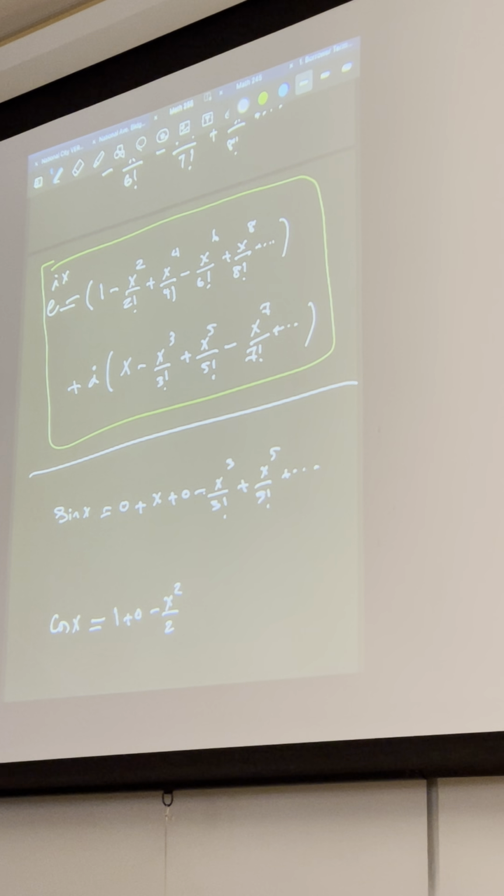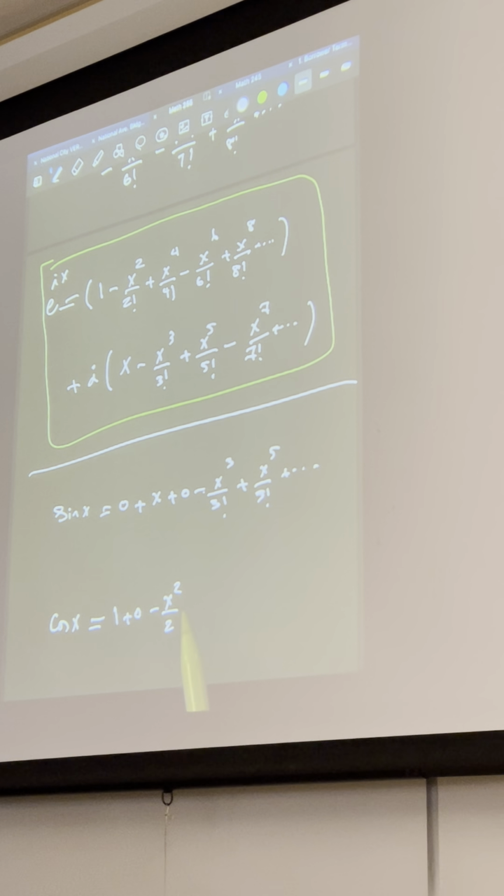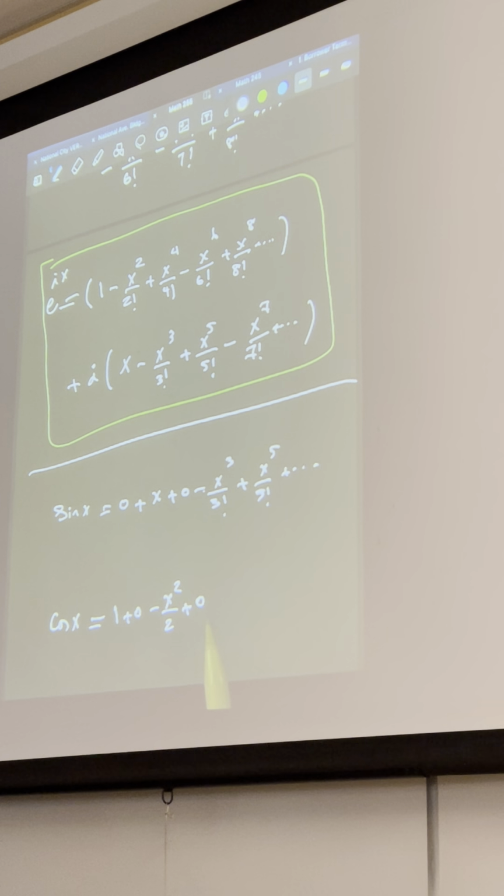Then you can see the same pattern. The next one would be 0 again, because when you take a derivative of cosine, it's sine again. And so the pattern would be similar to upstairs, but just with even powers. So you have 1, negative x squared over 2 factorial, x to the power of 4 over 4 factorial, then negative x to the 6 over 6 factorial. So all the even powers.